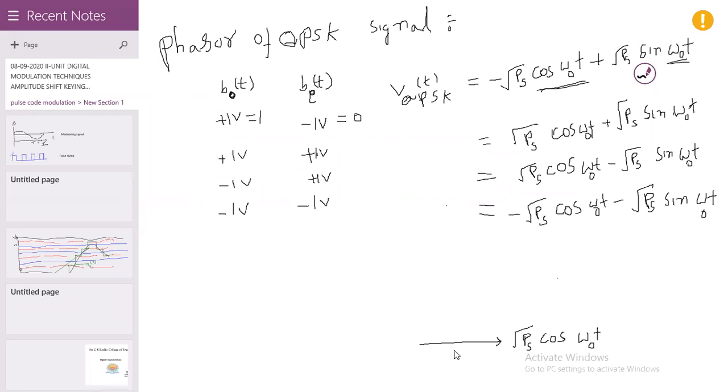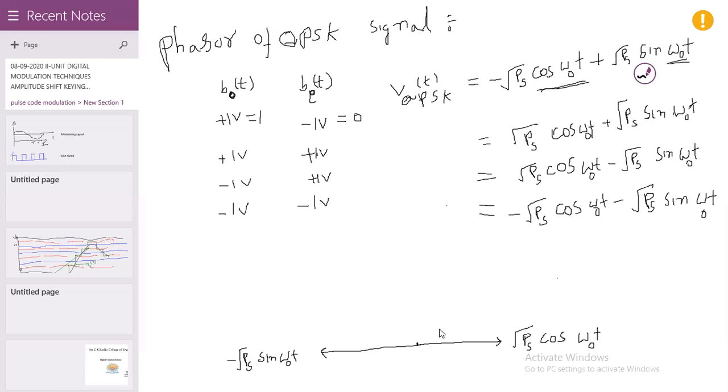Okay. Similar way here we can draw this in the opposite direction. Here we can indicate that this is the center. In the opposite direction, here we can indicate minus root of Ps sin omega naught t.